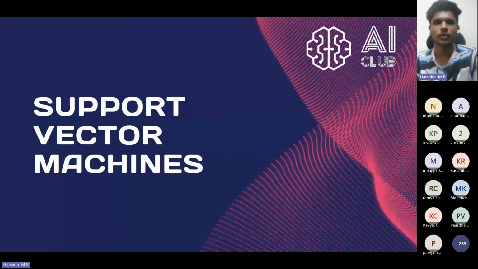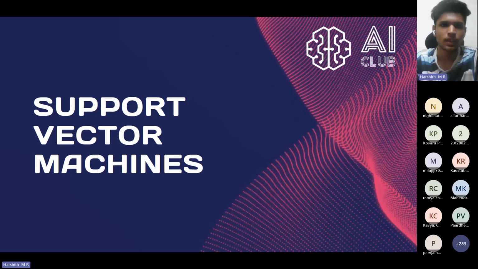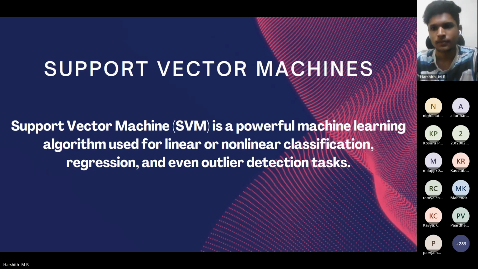Support vector machine is yet another algorithm which is used for classification. It's used for linear as well as non-linear classification. We'll see what each term means, what is meant by linear and what is meant by non-linear, in the next slide. It can also be used for regression and for outlier detection tasks. In this session, we'll see how SVMs can be used for classification.